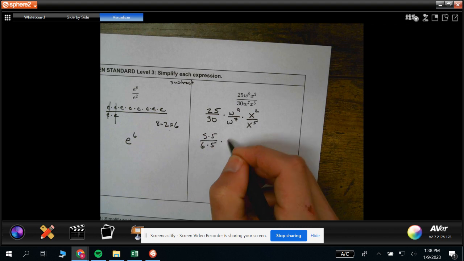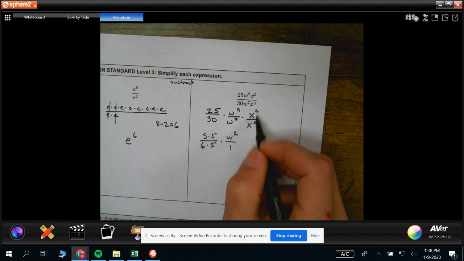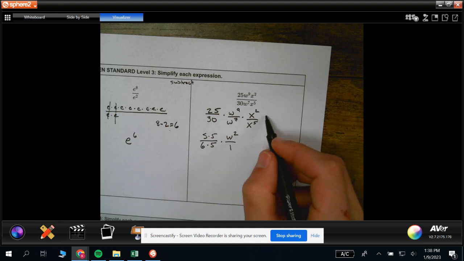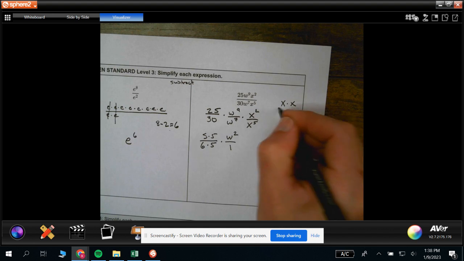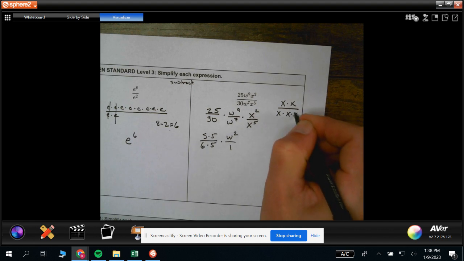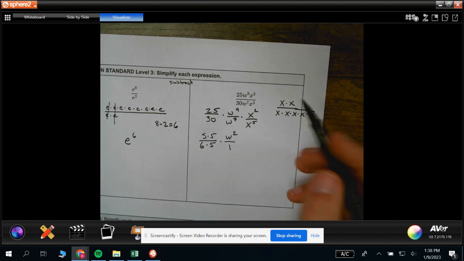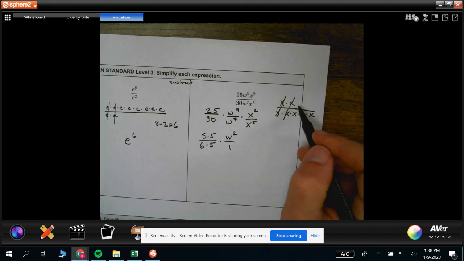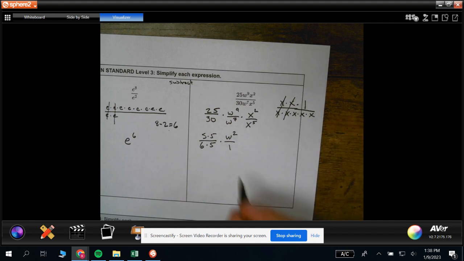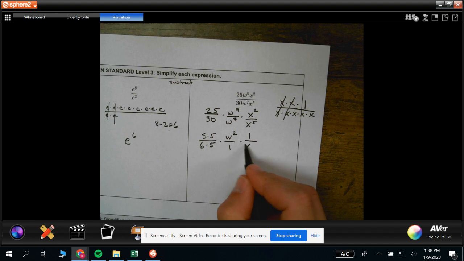W to the 9th over W to the 7th, what happens? 9 minus 7 leaves us with 2. Now x squared over x to the 5th, 2 minus 5. Well, think about this. What's going on here? You've got x times x over x times x times x times x times x. Where are the x's left over? They cancel out. I'm left with 3 on the bottom. On top, that means there's just a 1. So this is 1 over x cubed. 2 minus 5 is negative 3. That 3 goes on the bottom.